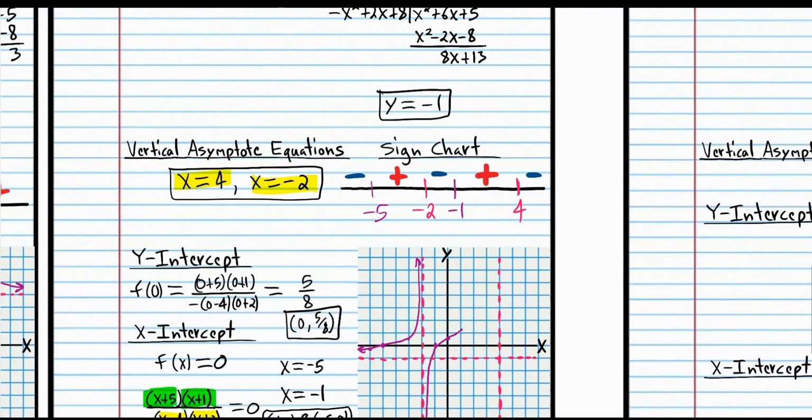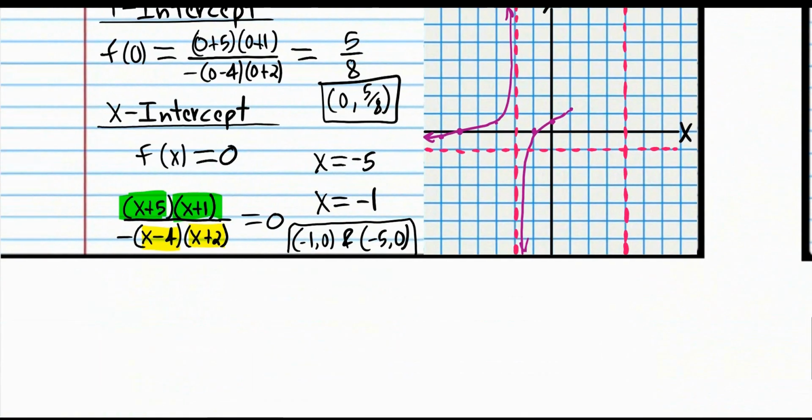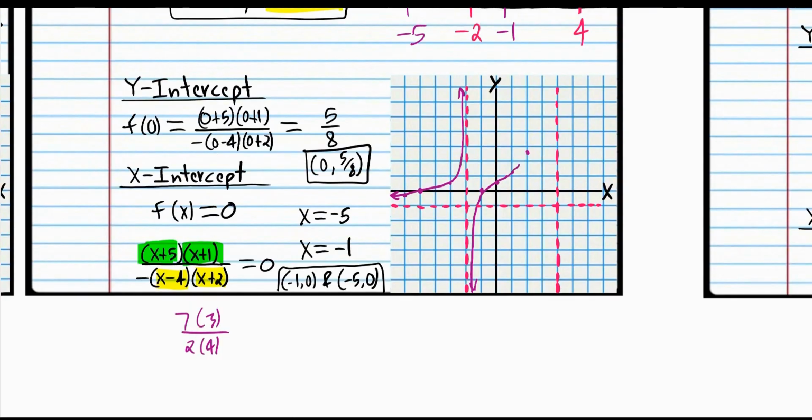So let's try plugging in 2 to our function over here. So we get 7 times 3 over 2 times 4. And we get 21 over 8. And you can use your calculator if you want to make things easier. So if we go out 2, we go up 2.6 roughly. And we can connect the dots.